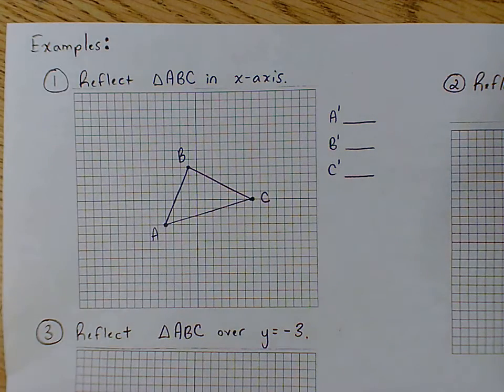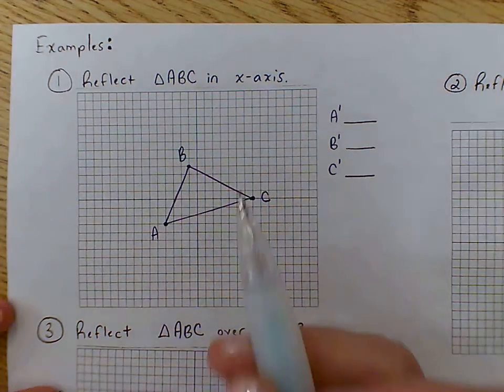To reflect a figure over a horizontal or a vertical line, in other words, a line that goes sideways, left and right, or a line that goes up and down, all you have to do is graph the figure. If it's not already graphed for you, you're going to graph the line that they're telling you to reflect it over, or in other words, flip it over. And then all you have to do for those types of lines is just count how far each point is away from the line, and then graph the point the same distance on the other side of the line.